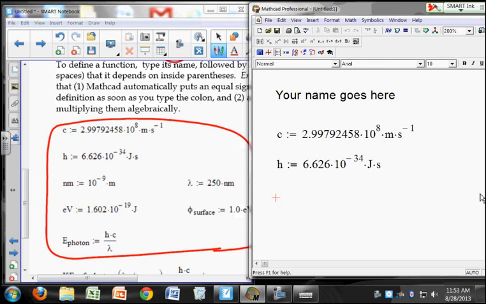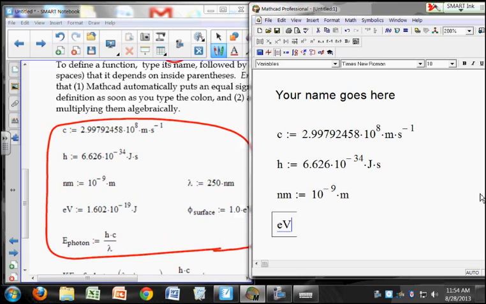And then nanometers. Okay, Mathcad doesn't know what a nanometer is. You have to tell it what it is in terms of a meter. So nm colon equals 10 raised to the power -9 space bar times meters. Enter. And let's define electron volts.